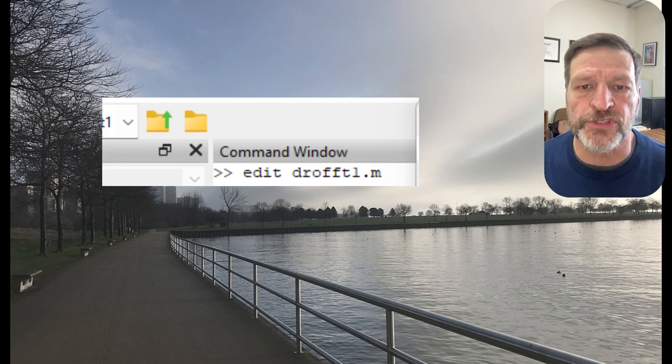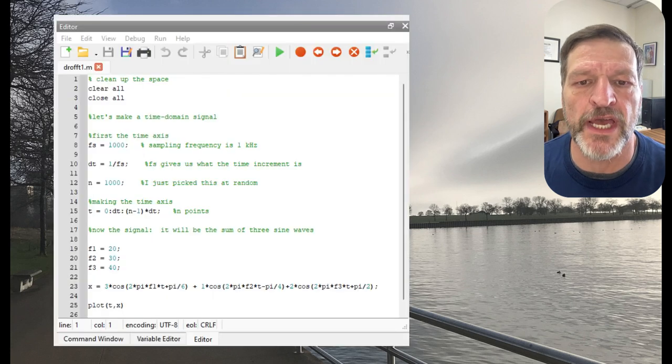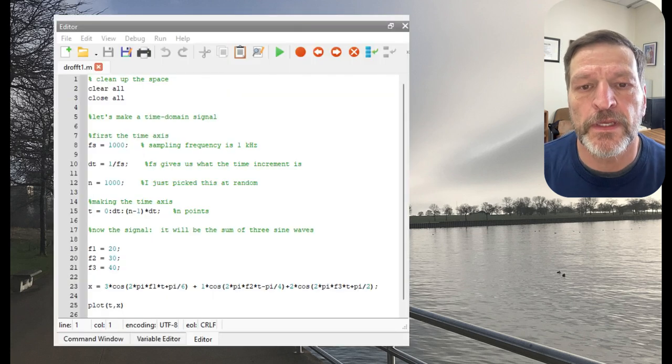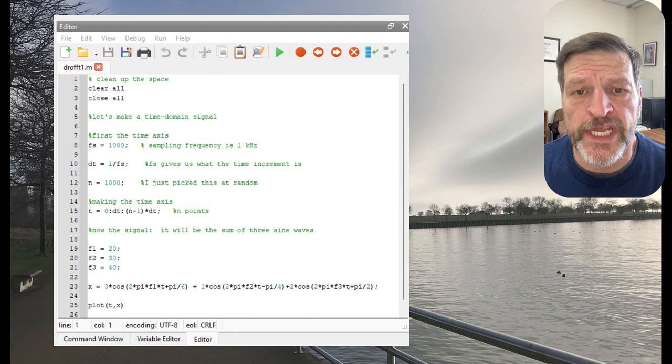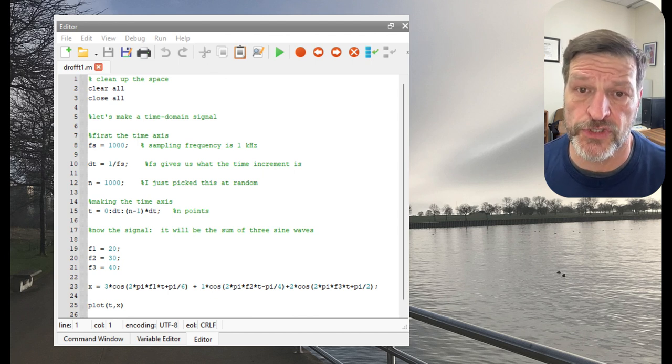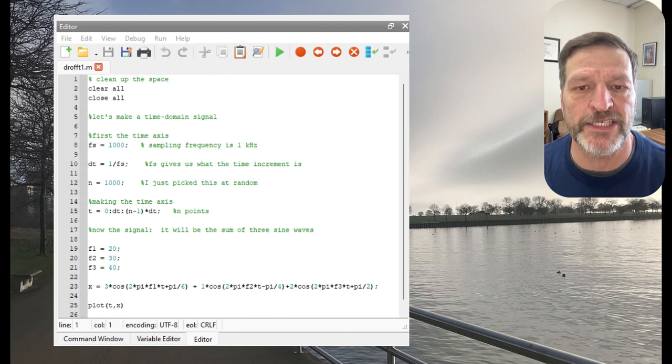I'm going to manufacture a signal. It's just going to be the sum of 3 cosine waves with different phases. And the frequencies of those are going to be 20 hertz, 30 hertz, and 40 hertz, right? And they're going to have different magnitudes for each of them.